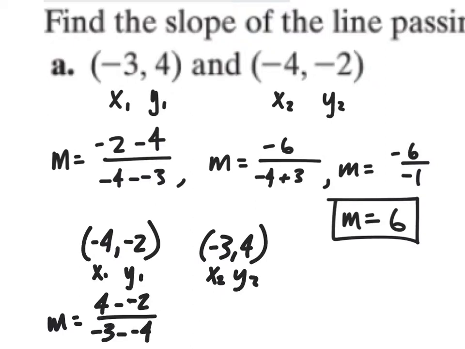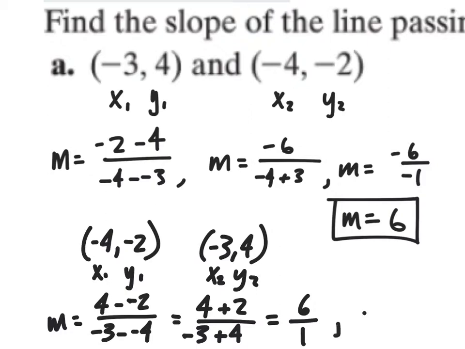Here's what we're going to get. 4 minus negative 2 is really going to be 4 plus 2, over negative 3 plus 4. 4 plus 2 gives us a value of 6. Negative 3 plus 4 gives us a value of 1. So we end up getting the same thing. We end up getting the slope of 6.